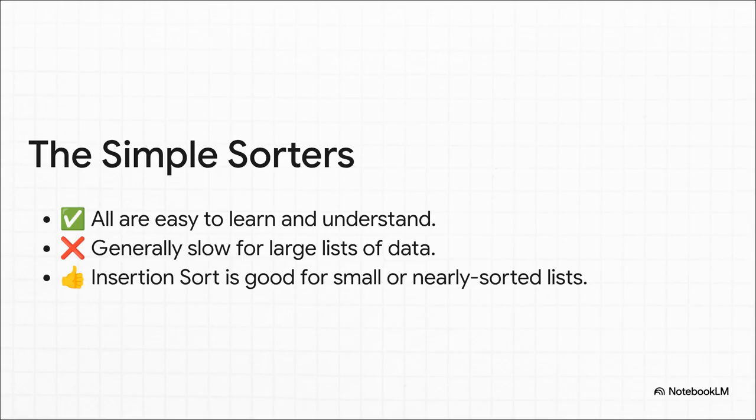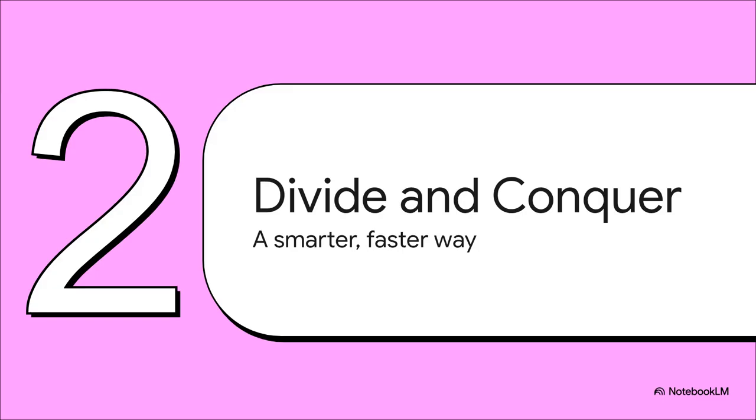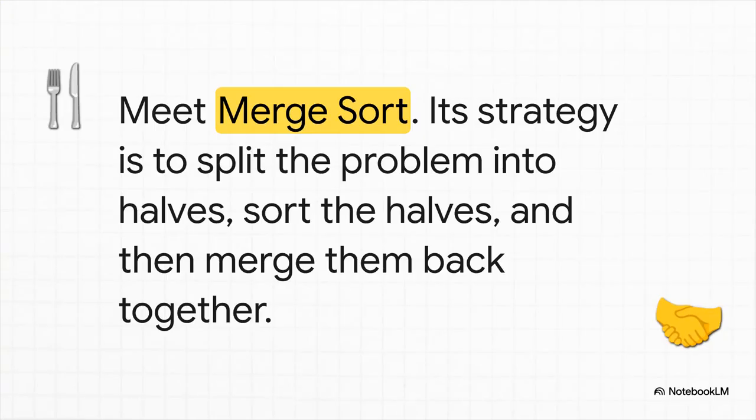Good to know. So those simple sorters are great, but for the big leagues, we need something better. This is where a really powerful idea in computer science comes in, called divide and conquer. The whole strategy is don't try to solve the giant problem all at once. Instead, just break it down into tiny, easy-to-solve pieces. And the poster child for this approach is merge sort.